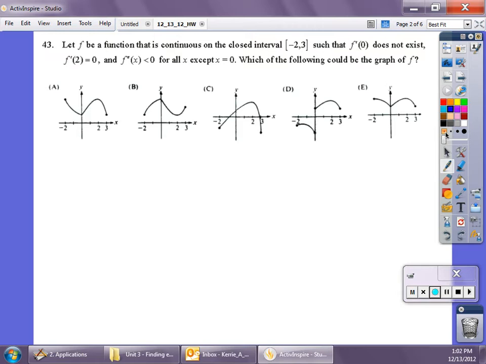All right, so first question: let f of x be a function that's continuous on the closed interval. I always note things like that; I know those two are true, such that f prime does not exist. So if f prime at 0 does not exist, here are things I'm thinking about.